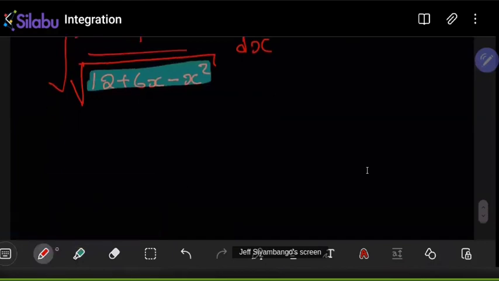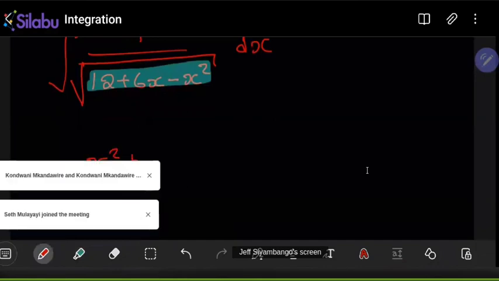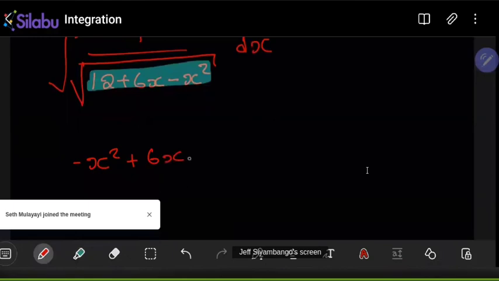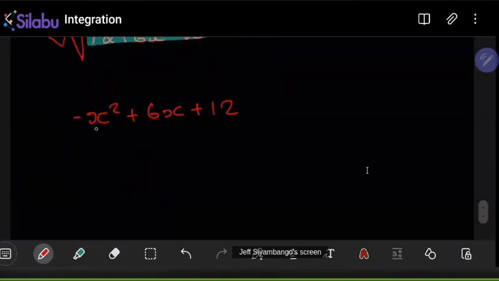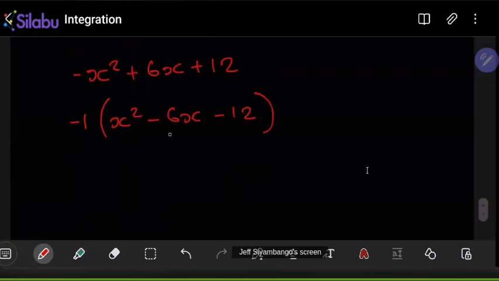So if we try to complete the square, we're going to have minus x squared plus 6x plus 12. We know this has to be positive, not that minus. So I'll pull out minus 1, so that I have x squared here. And then this becomes minus 6x. This becomes minus 12. I'm completing the square here. So I'll focus on the coefficient of the x term.